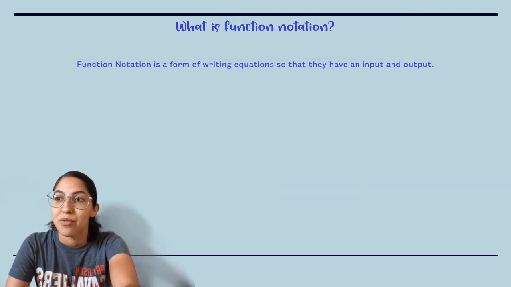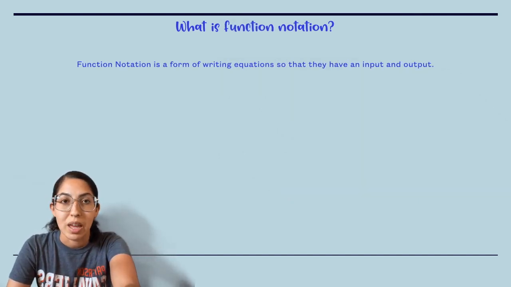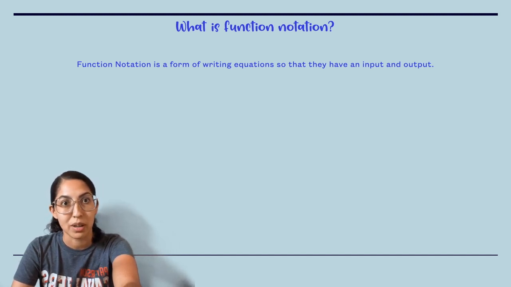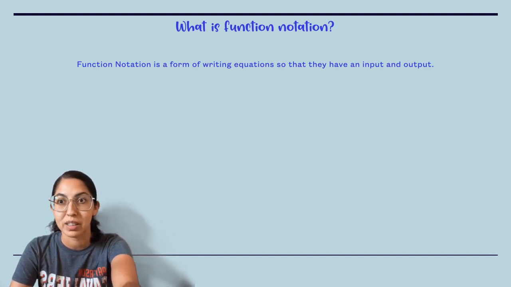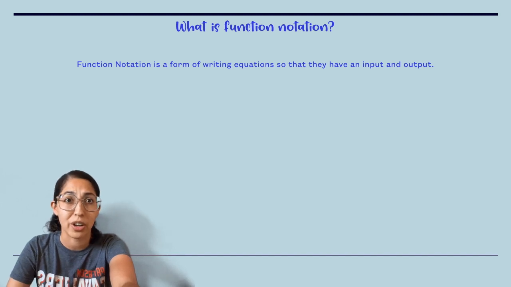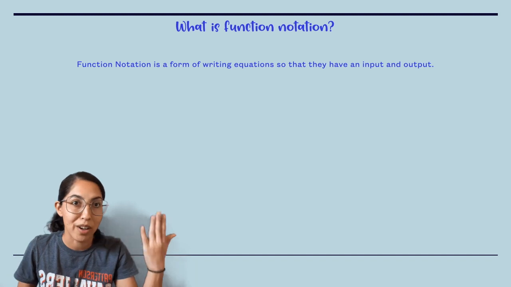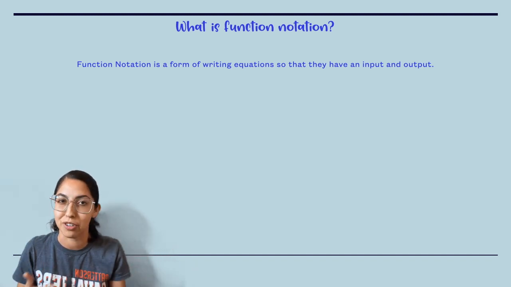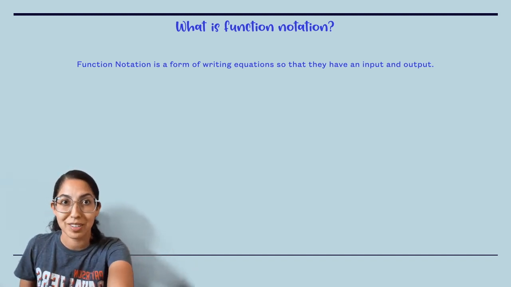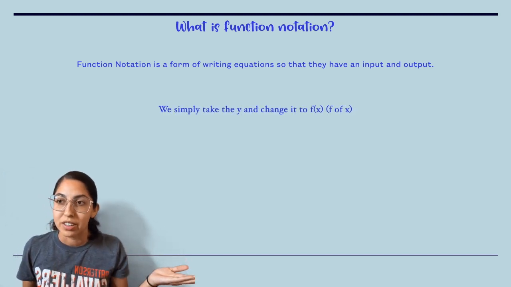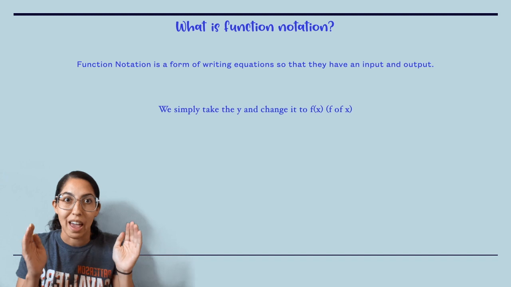Function notation is a form of writing equations so that they have an input and output. So instead of y equals, we're going to put something called f of x. You can also have g of x, h of x, depending on the amount of functions you have and the different letters you would use. Most of the time we just use f of x. So we simply take the y and change it to f of x.